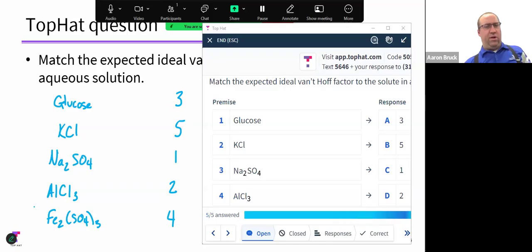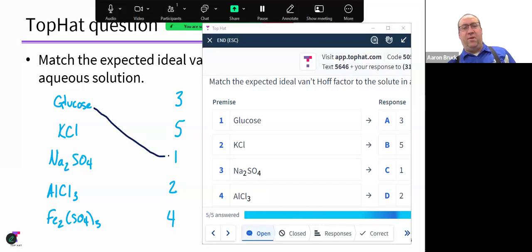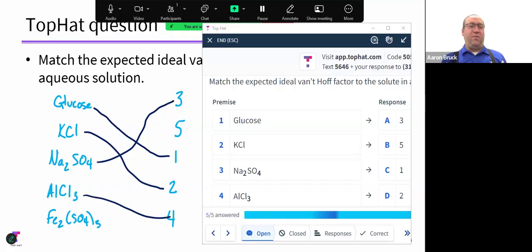Okay, so this should be relatively straightforward. Molecular compounds like glucose do not break apart in water. Their ideal van 't Hoff factor by Hückel theory would be 1 because they don't break apart. For KCl, we expect it to break apart into the potassium ion and the chloride ion. That's 2 ions in total, so that makes it match up to 2. For sodium sulfate, 2 sodium ions and 1 sulfate ion is a total of 3. So we would expect it to branch over to 3. We talked about aluminum chloride already, 1 aluminum, 3 chlorines, so 4 total. And then for iron(III) sulfate, 2 iron(III) ions, 3 sulfate ions would be a total of 5.